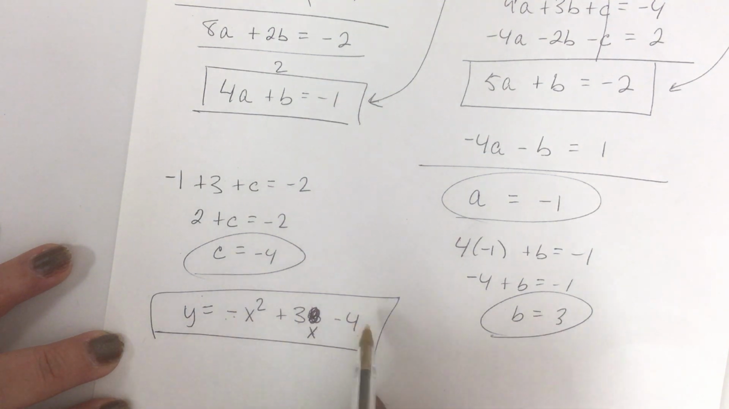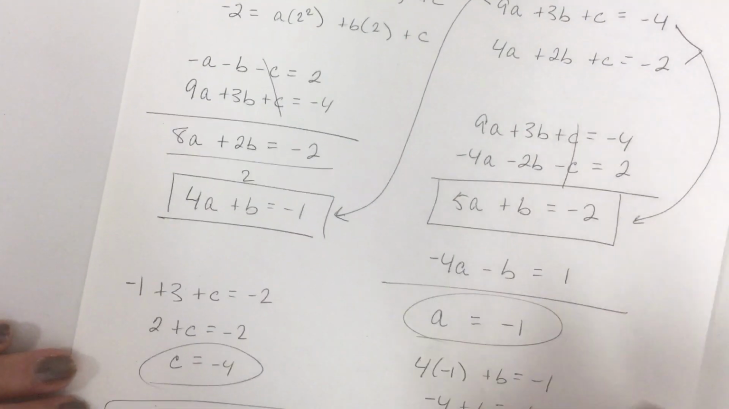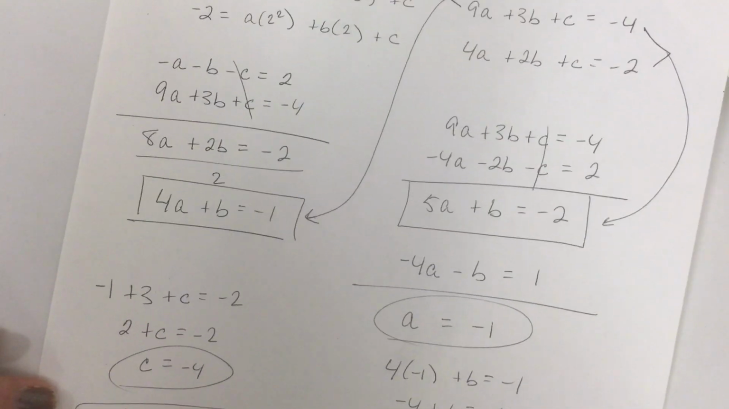In the quadratic formula, the a, b, and c are the numbers in front of your x's, your coefficients, and that's what we found. If you were to go to Desmos and graph this, you would see that it would go through the points (1, -2), (3, -4), and (2, -2). Okay, so hopefully that helps you understand that process.